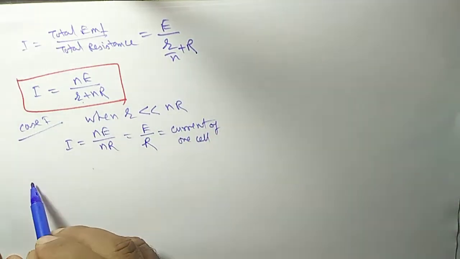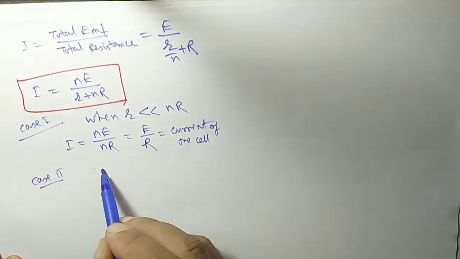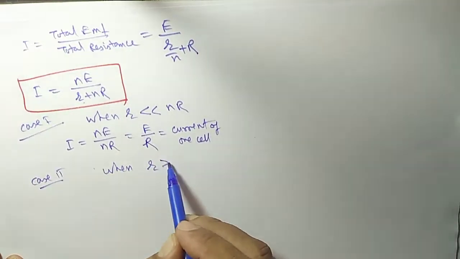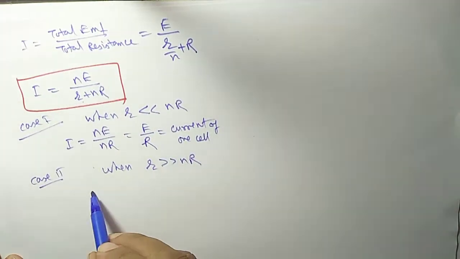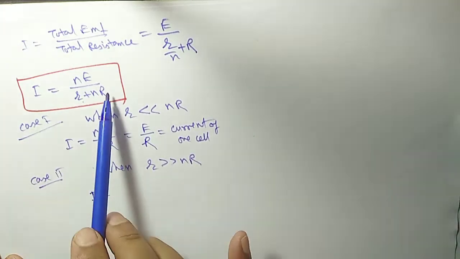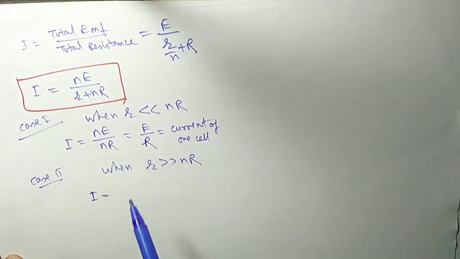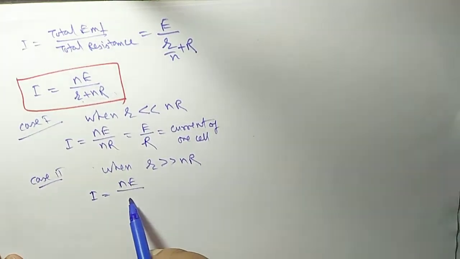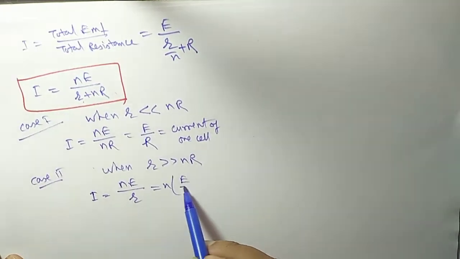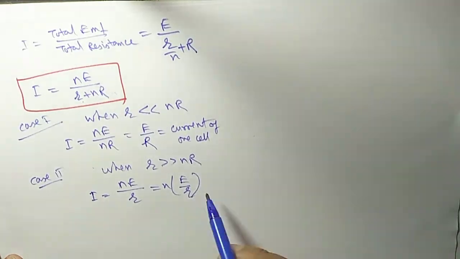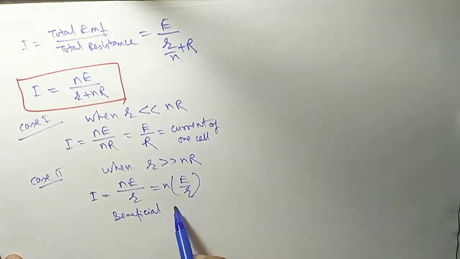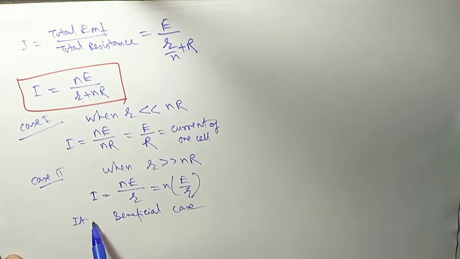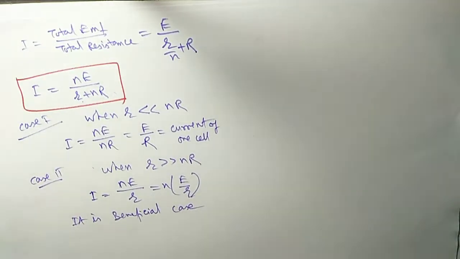of one cell? So now see the second case, when r is much greater than nR. Is it clear? So in this case, I is equal to, we are neglecting here the nR. So write nE upon R, or n times of the E upon R. So that's why it is the beneficial case. Okay, so we should connect in parallel only and only when the small r is negligible.